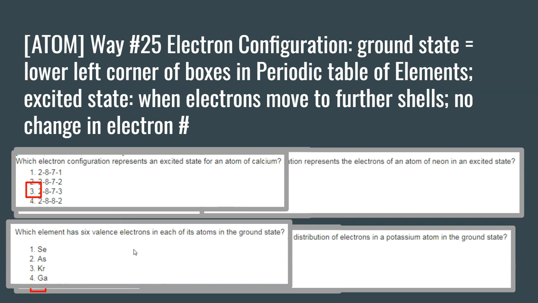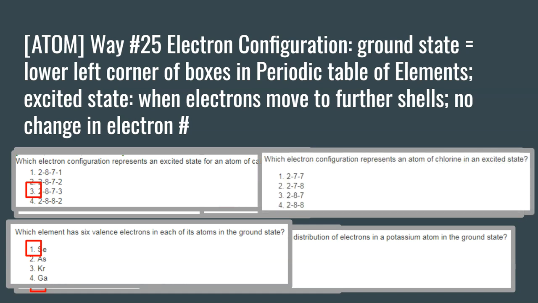Which element has 6 valence electrons in each of its atoms in the ground state? Valence simply refers to the electrons in the last energy level, the last digit. So for this, all we are simply looking for is an electron configuration whose last digit is 6. Okay, when you do that, you'll find that the only possible answer choice is selenium with a last digit of 6. Therefore, answer choice 1 is correct.